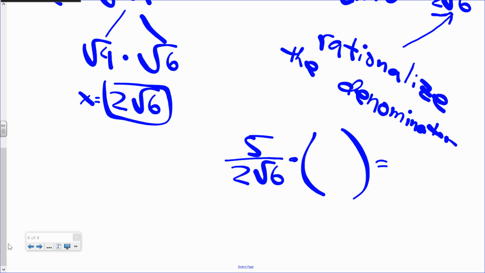Why don't you just multiply by the problem itself? But you mean by this fraction? Yeah. That would be a good idea, but this fraction doesn't equal 1. Remember, it's got to be a form of 1, where the numerator and denominator are the exact same. This is actually not 1. I like how you're thinking, though.